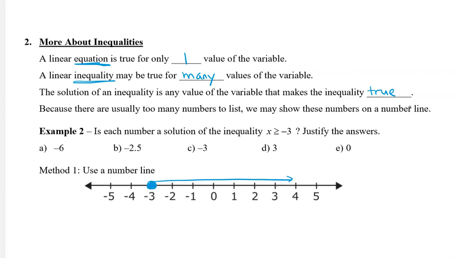So now looking at the five different examples, is negative 6 included in our shaded area on our arrow? So negative 6 is not included. So therefore, negative 6 is not a solution. Negative 2.5 on our number line, that would be right here, and it is part of our line that we've shaded. So B, negative 2.5, is included.